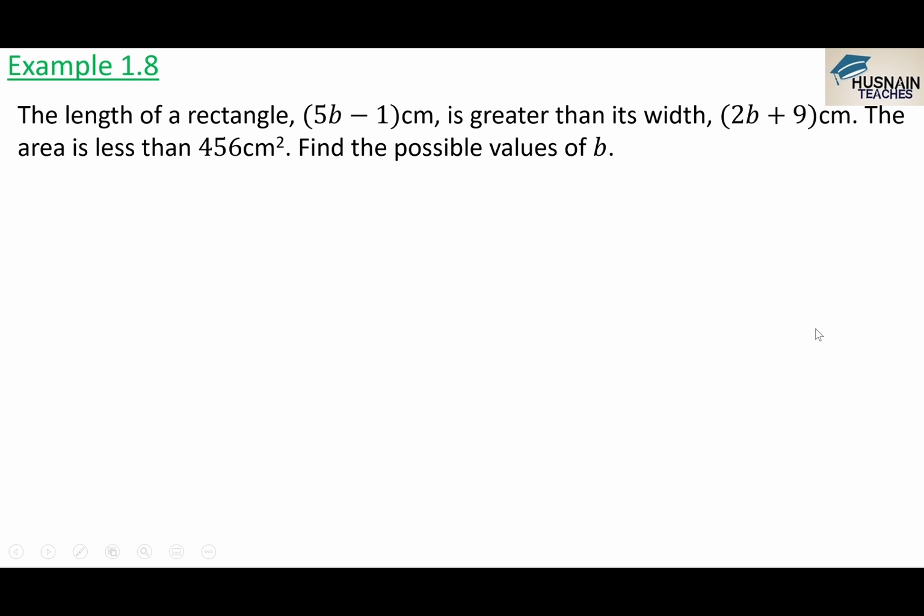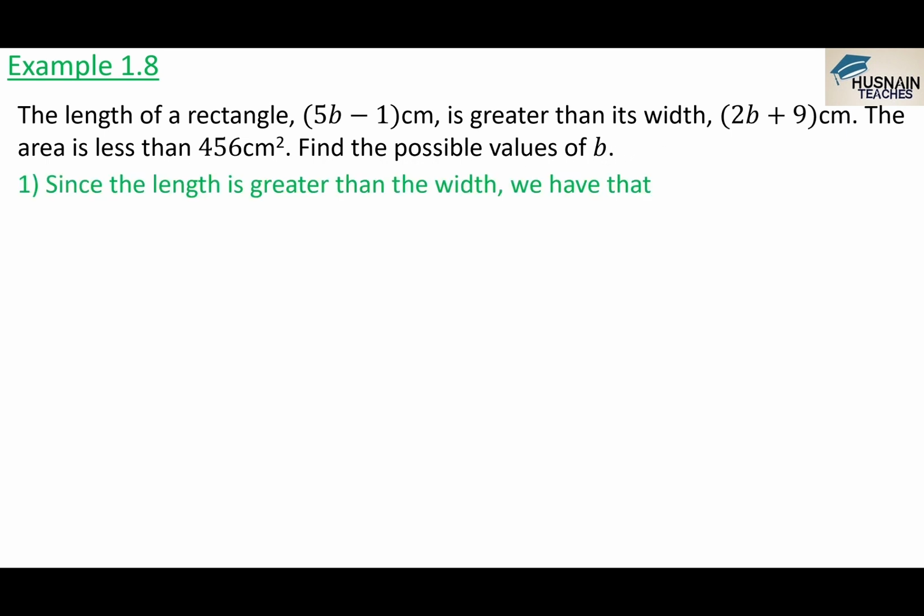You'll be pleased to know that this is the final example of today. So we have a rectangle, the width is shorter than the length, and the area is less than 456 centimeters squared. What we're asked for is the possible values of b. So we'll start off by using the first fact, that the length is greater than the width. We have that 5b minus 1 is bigger than 2b plus 9, and of course a simple and quick rearrangement to solve leads us to b is greater than 10/3.